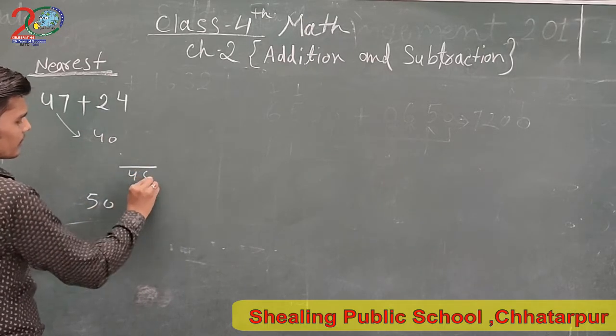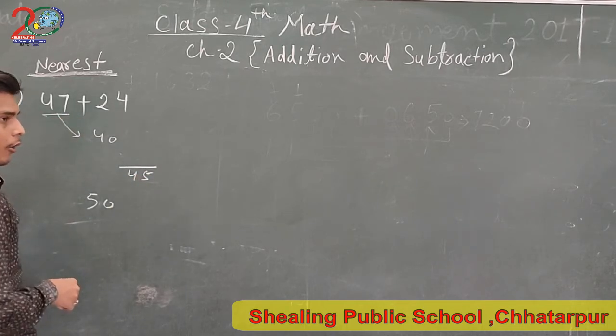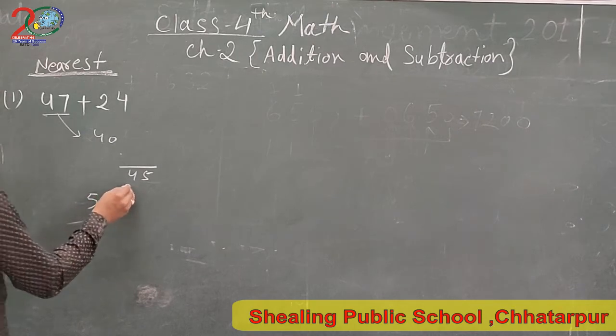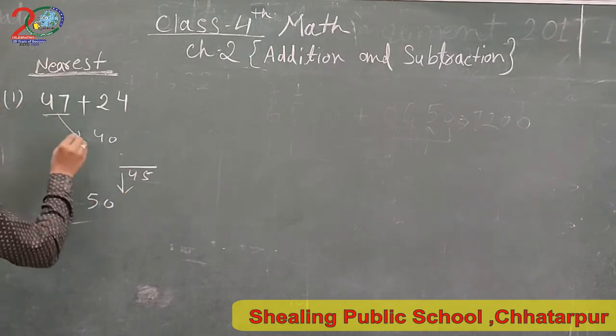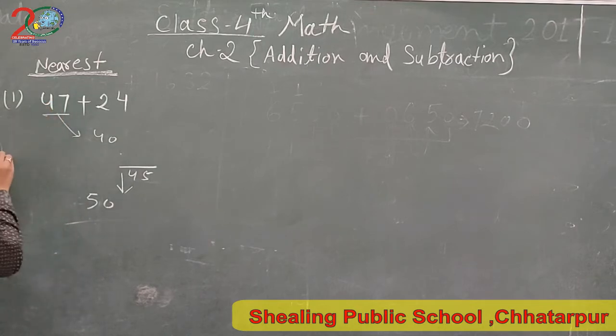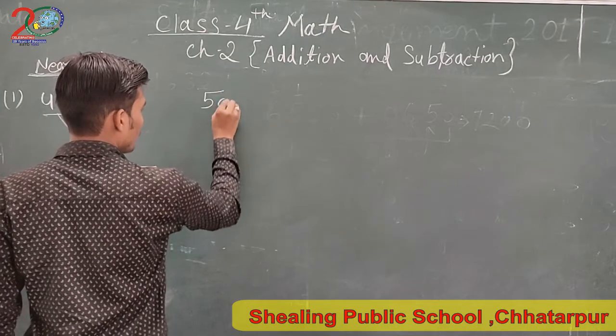47 is between 40 and 50. What's the middle? It's 45. So 47 is greater than or less than 45? It's greater than 45. So that's going to 50. So 47, we write down 50.